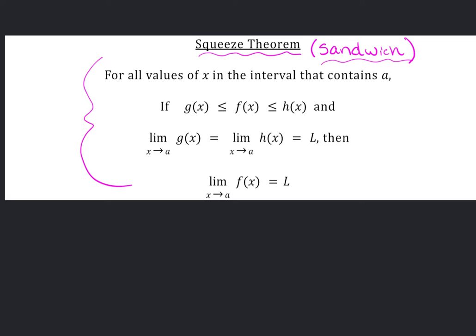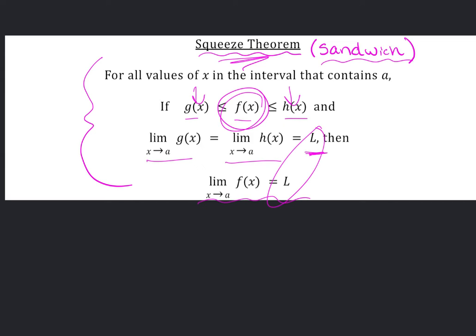So what it is, for all values of x in the interval that contains a, we have these three functions, g of x, f of x, h of x. Notice how f of x is squeezed in between g and h. So if the limit as x approaches a of g of x is equal to the limit as x approaches that same value of h of x, so if they equal that limit L, well then f of x also equals that same limit.